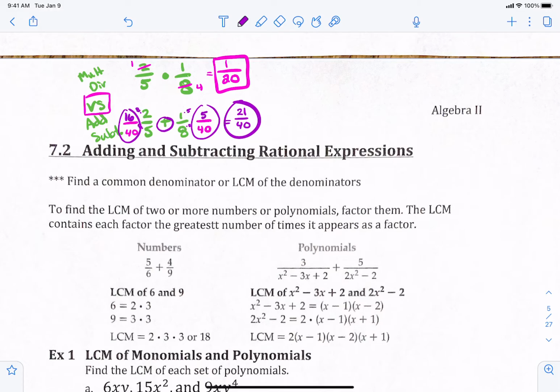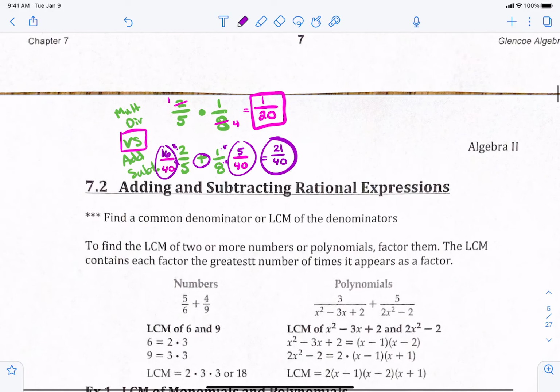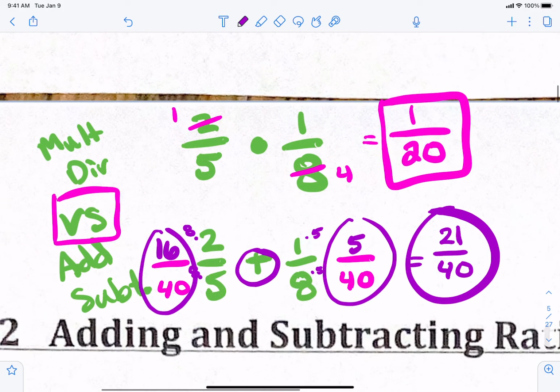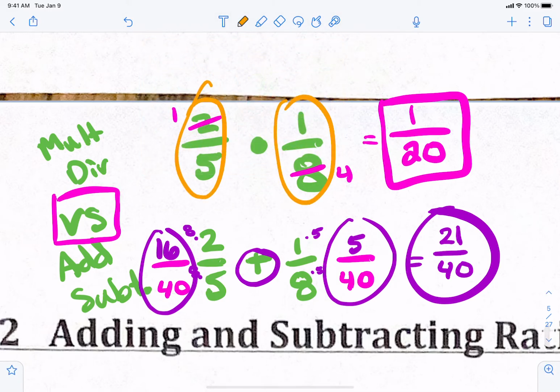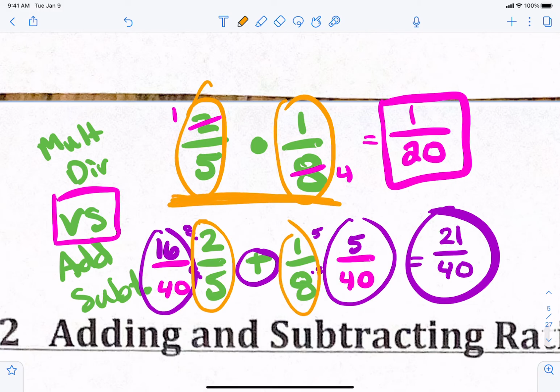Section 7.2, adding and subtracting rational expressions. I did an example just a second ago that was multiplying and dividing versus adding and subtracting using the same numbers. I'm just going to talk through that real quick. 2/5 times 1/8 and 2/5 plus 1/8. Here we just reduce on the top and multiply the tops together and the bottoms together, and we get 1/20.